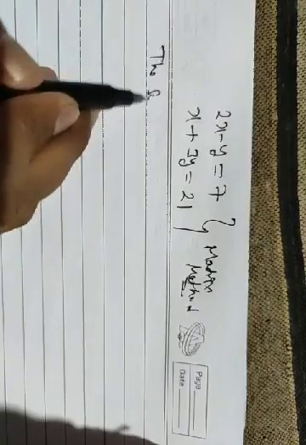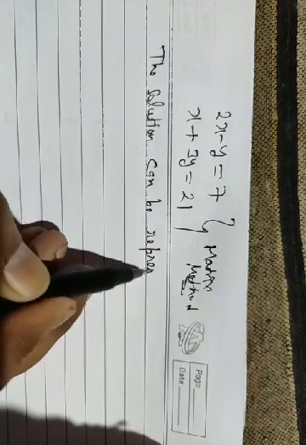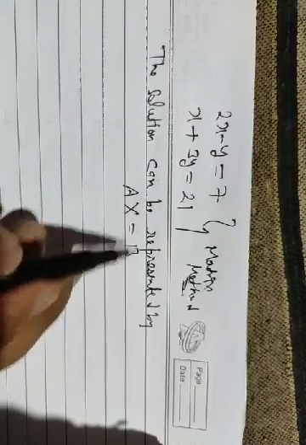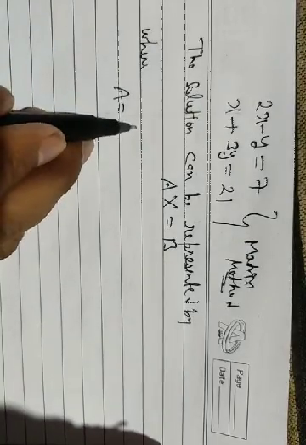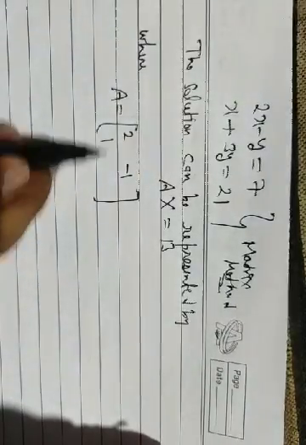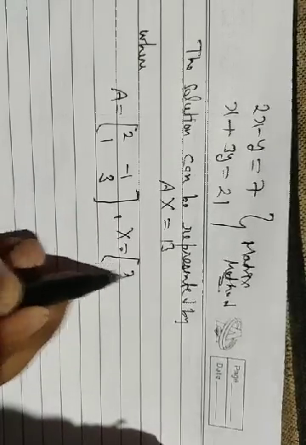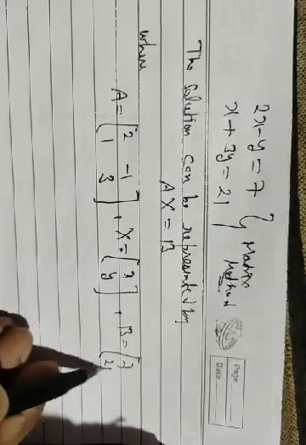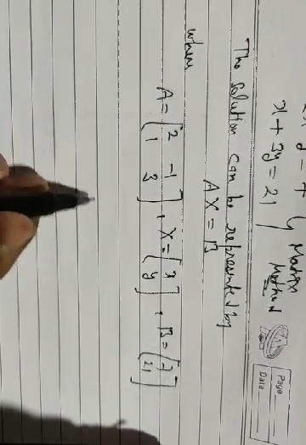Again, the solution can be represented by starting with Ax equal to b, where our A is what? Our A is again a square matrix, made from its coefficients. The coefficients are 2, minus 1, 1 and 3. x consists of the variables x and y, and b consists of the constant terms 7 and 21. Then again we have to find A inverse.